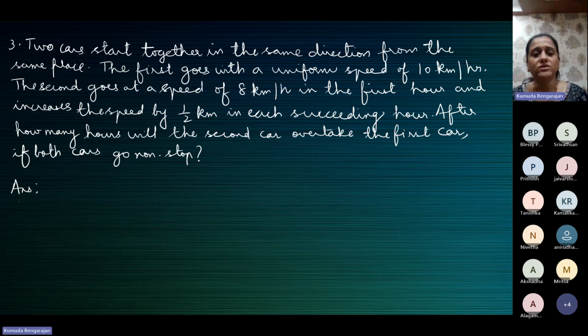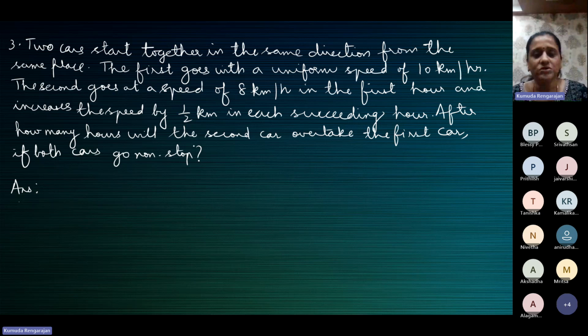Okay. The first goes with a uniform speed of 10 kilometers per hour. The second goes at a speed of 8 kilometers per hour in the first hour and increases the speed by half kilometer in each succeeding hour. After how many hours will the second car overtake the first car if both the cars go non-stop?